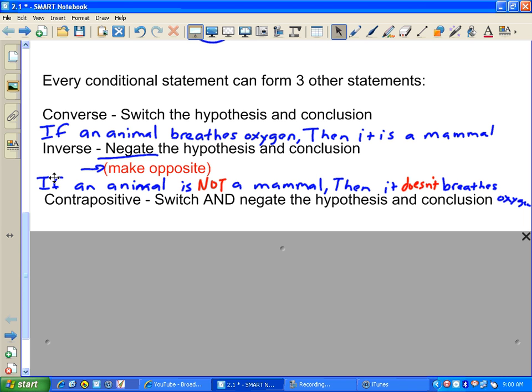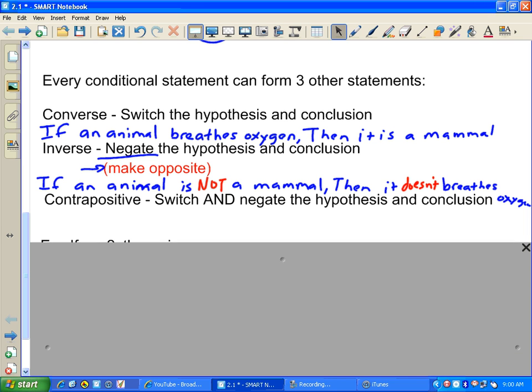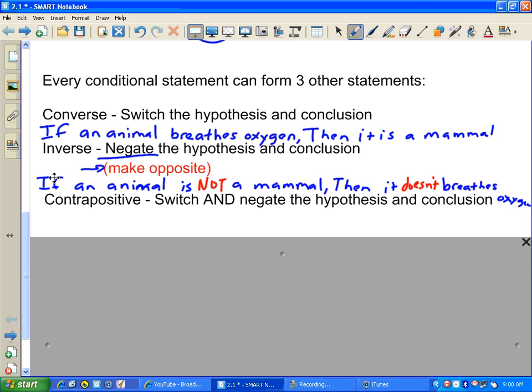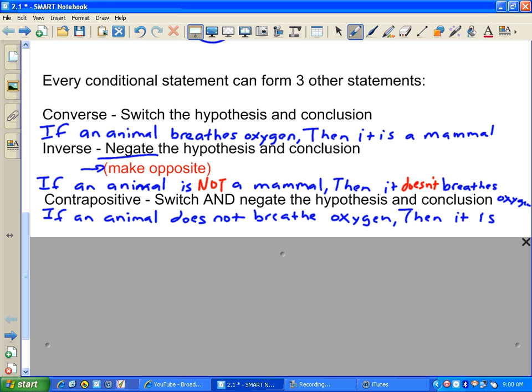The final one is actually a composition of the first two that we talked about. I'm going to inverse and converse my original statement to get what's called the contrapositive. So that would mean I'm going to switch the order like I did in the converse, but I'm also going to put these nots in there. So if an animal does not breathe oxygen, then it is not a mammal.